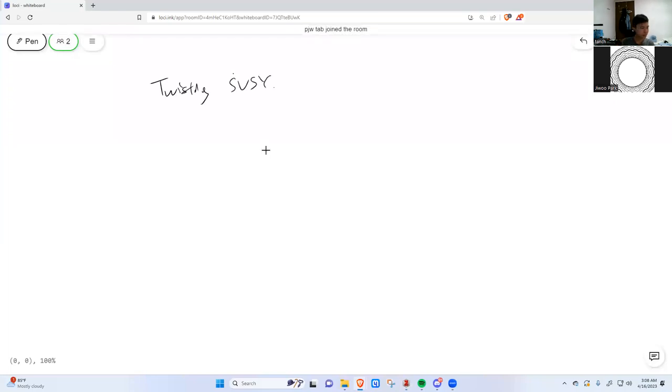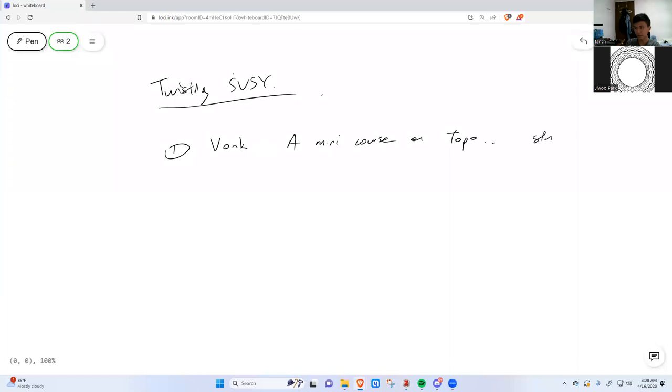SUSY. Okay, so I would say the best resource is Vonk's mini course on topological strings. And okay, so this is the best resource. I would say the second one would be, so this is based on the original idea that came from Witten in his paper on topological sigma models.